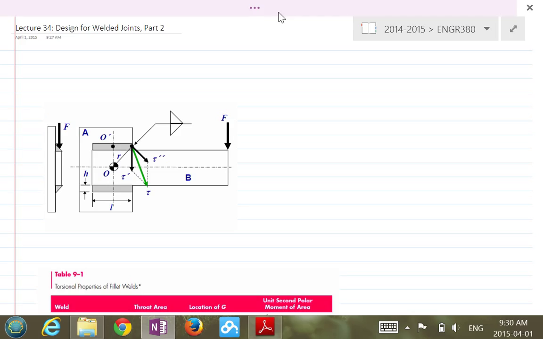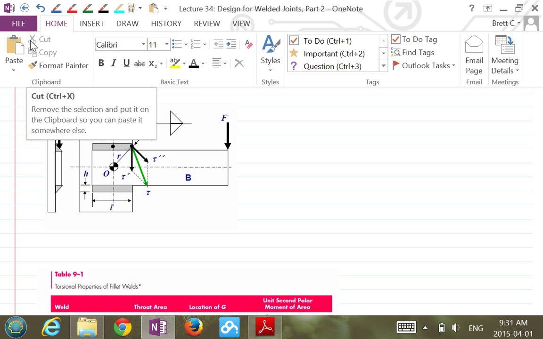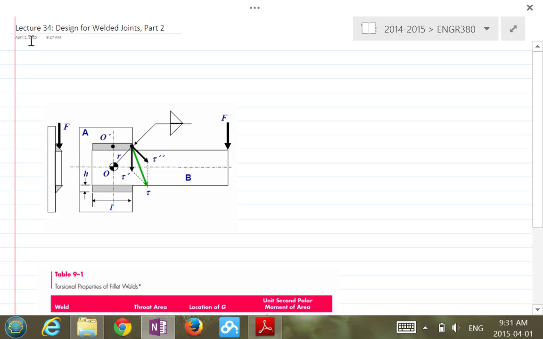Okay, so just a quick review as to how we deal with welded joints. As I mentioned in the previous lecture, the welded joints we're looking at are mainly the fillet type of welds. And when it comes to the fillet type of welds, we use a conservative model to derive the stress for the welded joints.